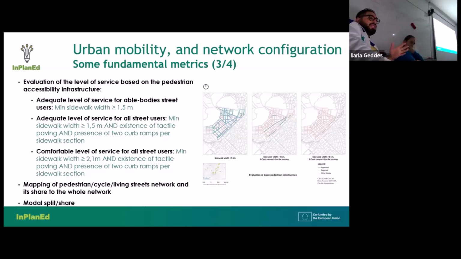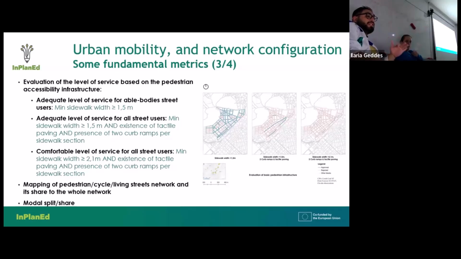For example, if we start with the level of service based on pedestrian accessibility infrastructure, you can see a very different image in the city. For example, here in Koukaki. If we just see what is the adequate level of service for only able-bodied users with a minimum sidewalk of more than 1.5 meters, most of this neighborhood is more or less serviced.